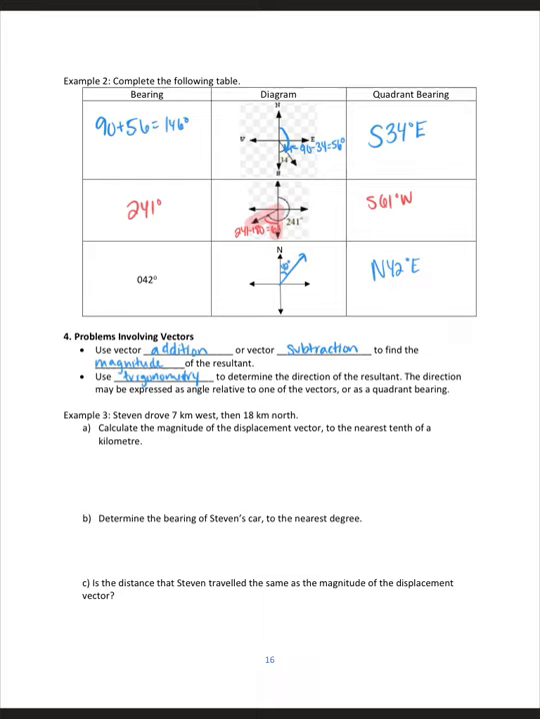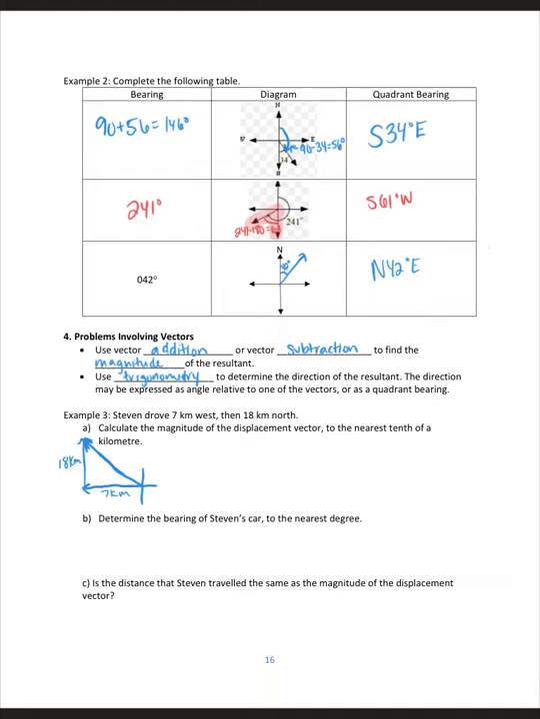So Stephen drove 7 kilometers west, then 18 kilometers north. So let's draw that on a compass, since they gave us directions based on a compass. So Stephen drove 7 kilometers west, and then he turned and drove 18 kilometers north. It says calculate the magnitude of the displacement vector to the nearest tenth of a kilometer. So once again, the resultant is just the connection of those two vectors. I'm going to put some arrows on there because he moved west and then north. So the resultant is the connection between the tail of the first vector and the head of that second vector. Okay, so it's moving in a northwest direction, our resultant.